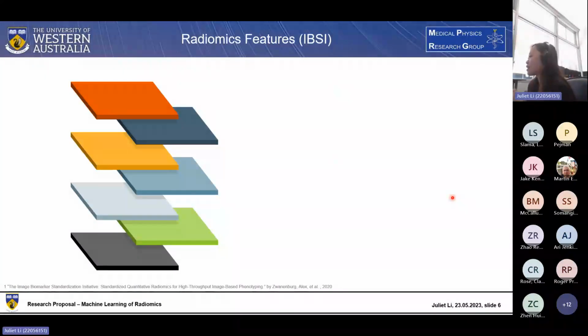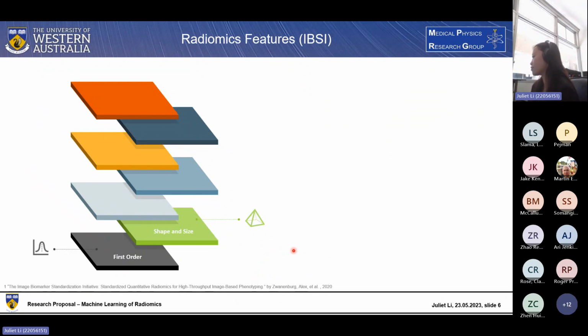So instead of just looking at those pretty pictures, we can also quantitatively describe the images using mathematical methods. The Image Biomarker Standardization Initiative standardized many radiomics features, which are quantitative high-throughput information from medical images. These include first-order, intensity-based features, and shape and size, describing each region of interest.